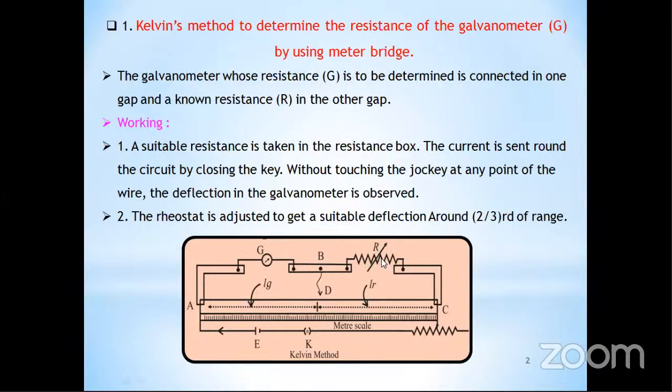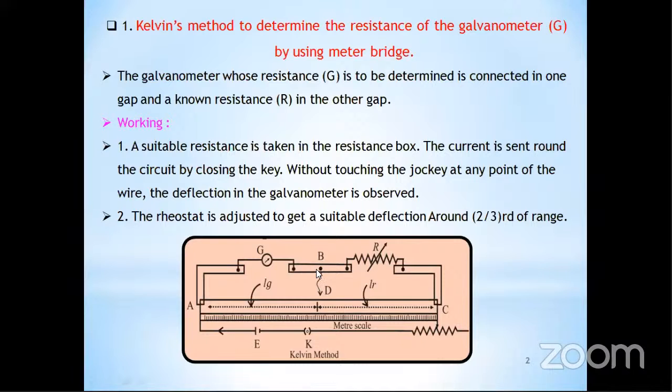See, the diagram is given in your book, on page number 291. Observe and discuss. That is Kelvin's method to determine the resistance of a galvanometer. Then see the working process. A suitable resistance is taken in the resistance box. First, you have to observe this diagram. In this one gap we have the galvanometer. In another gap, we have the resistance box from which we are going to take a suitable resistance.